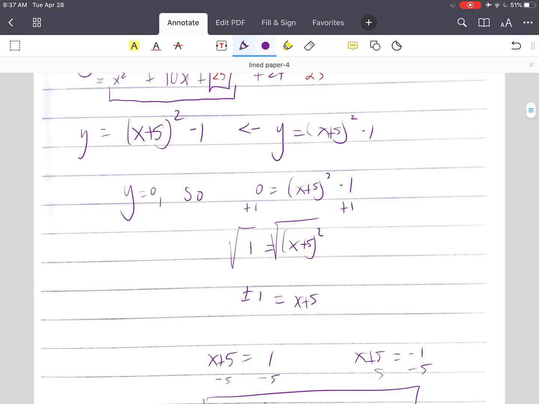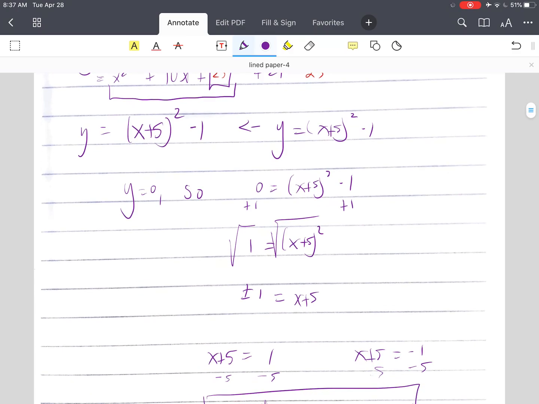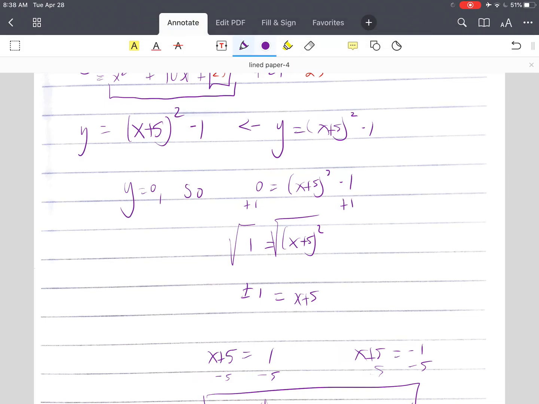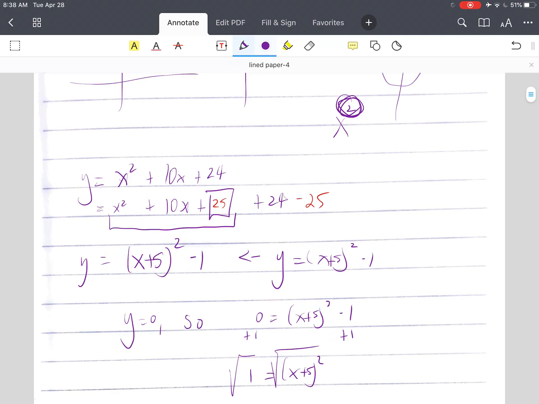Now, this is how you would solve it if you have a quadratic in vertex form. You would essentially move the constant, in this case the negative 1, over to the left, and then you would take the square root and then subtract whatever it is that you're adding to x.